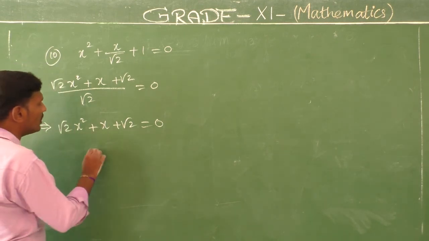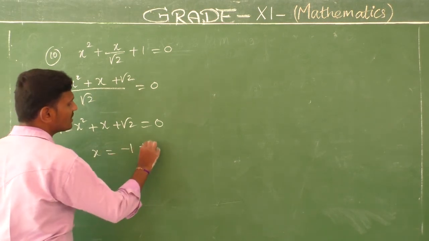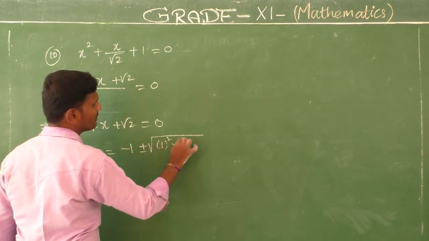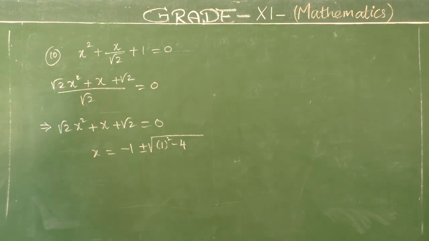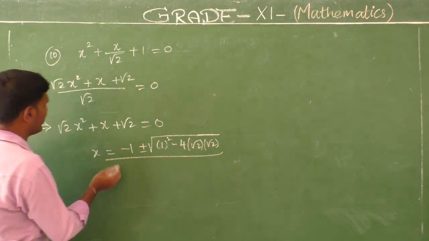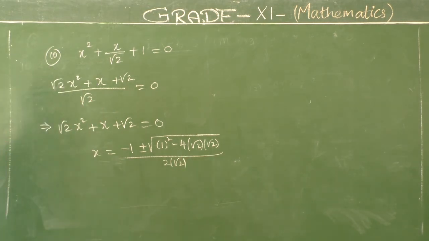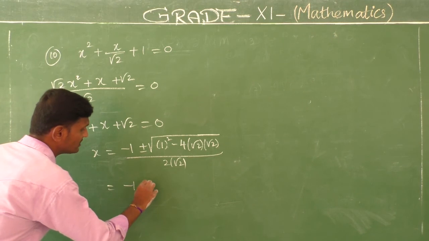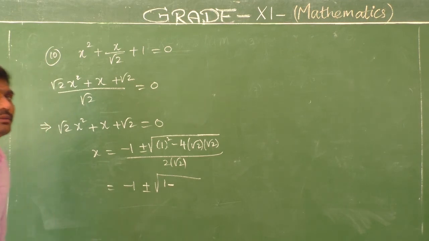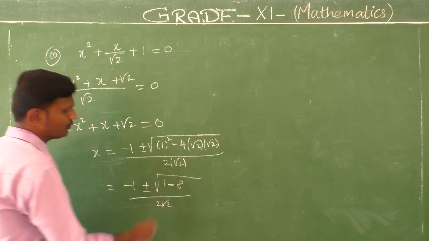Finally you are going to use the formula x equal to minus b, so that is minus 1 plus or minus square root of b square. What is the value of b? 1, no? Yes. 1 square minus 4 into the value of a, which is root 2, and c also has the same value, root 2 into root 2, the whole divided by 2a, so 2 into root 2. Yes, students? And next the simplification: minus 1 plus or minus square root of 1 square is 1 minus 4 into root 2 into root 2. What will come? 2. So 4 2s are 8. The whole divided by 2 root 2.